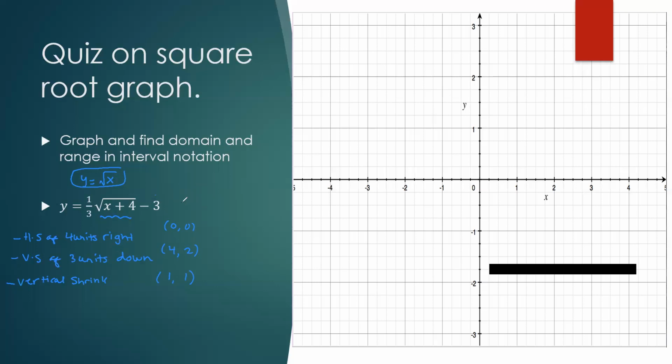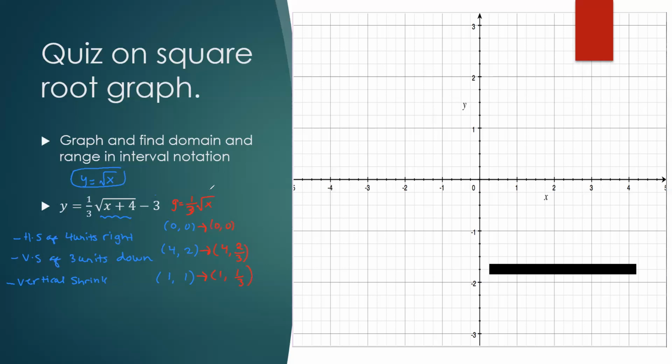Okay, so now let's graph the function with the 1/3 in it. We could call it g of x equals 1/3 square root of x. What that means is it's a vertical shrink, and all you have to do is multiply the y coordinates by 1/3. For example, 0, 0 will still be 0, because 0 times 1/3 is 0. If you multiply 4, 2, the y value 2 times 1/3 is, I believe, 2/3. So 4, 2/3. What about 1, 1? That would be 1, 1/3.